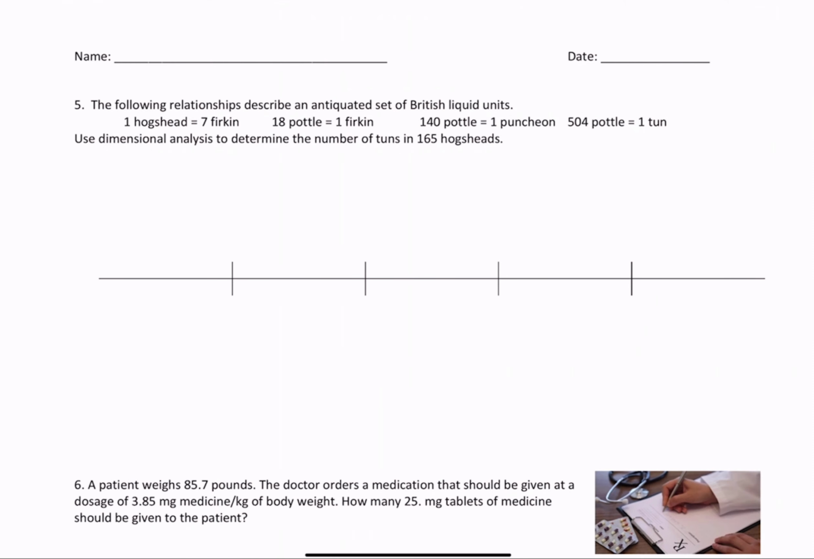Just wanted to show you now that everything that we learned in this chapter could be applied to a unit that you have no idea of, okay? So here in problem 5, you're told that the following relationships describe an antiquated set of British liquid units. 1 hogshead is 7 firkin, 18 pottle is 1 firkin, 140 pottle is 1 puncheon, and 504 pottle is 1 ton. You need to use the concept of dimensional analysis to determine the number of tons.